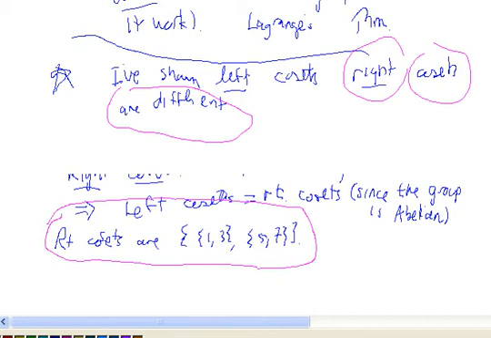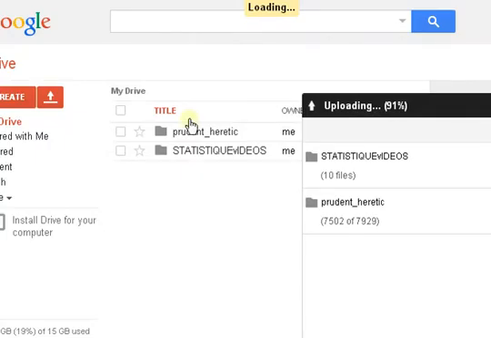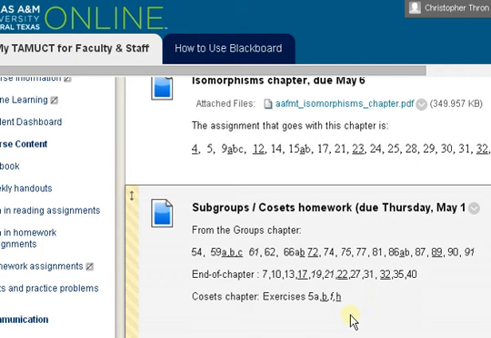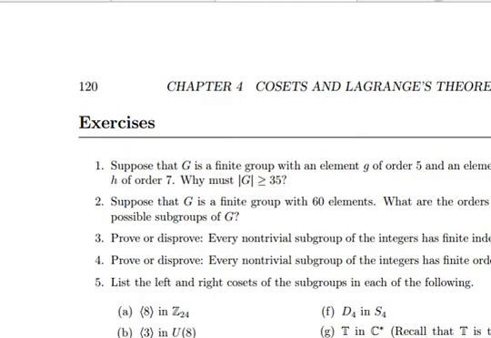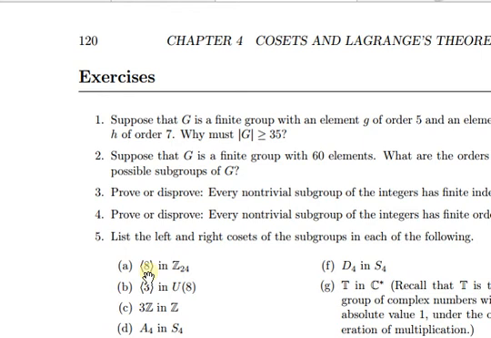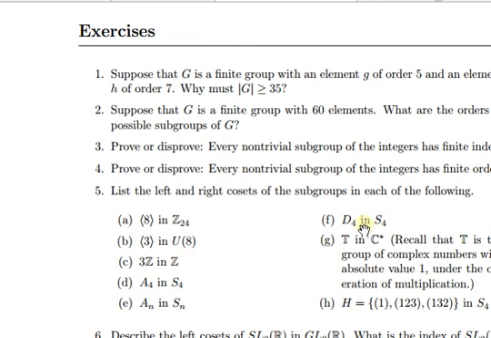There's 2 other coset problems as well that you're supposed to do. Let me see if I can find those. Not here. You should also do A and F. Let's take a look at those for a second. All right. And notice that A is in Z24. So that's a commutative group, so you're not going to have to worry about the difference between left and right cosets. And then you have D4 and S4.